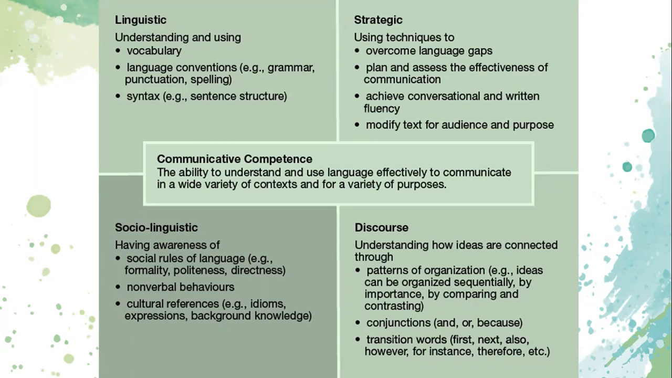Next, strategic competence implies using techniques to overcome language gaps, plan and assess the effectiveness of communication, achieve conversational and written fluency, modify text for audience and purpose. Next one, sociolinguistic competence, which is having awareness of social rules of language, nonverbal behaviors, and cultural references. And last but not least, discourse competence, which implies understanding how ideas are connected through patterns of organization, conjunctions, and transition words.